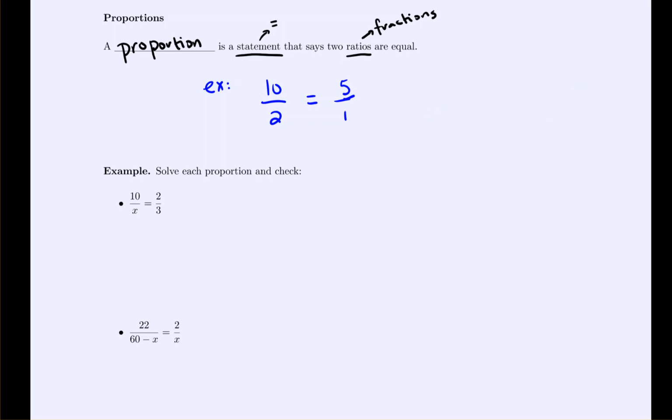Let's now solve some equations involving proportions. So here we have one fraction, 10 over x equals 2 over 3. There's two ways to solve that. Let's go through the cross multiply method first. That would mean that you take 2 times x and set that equal to 10 times 3. Now 2 times x is 2x, 10 times 3 is 30. So I would simplify to 30 equals 2x. Now at this point the x is being multiplied by 2, so we can divide both sides by 2, and we would get x has to be 15.